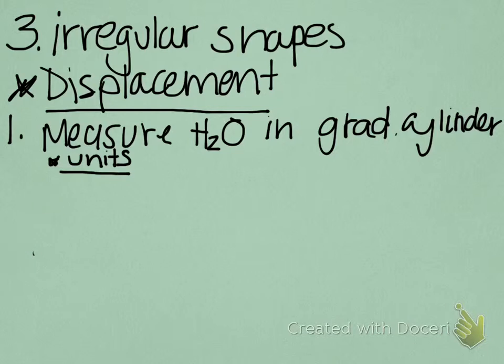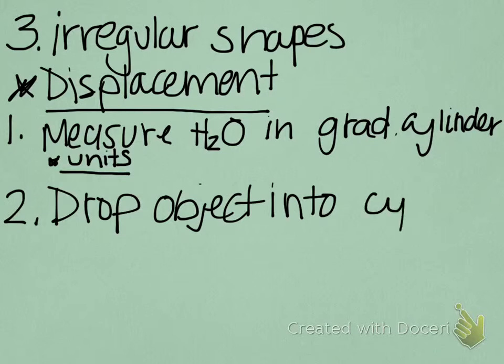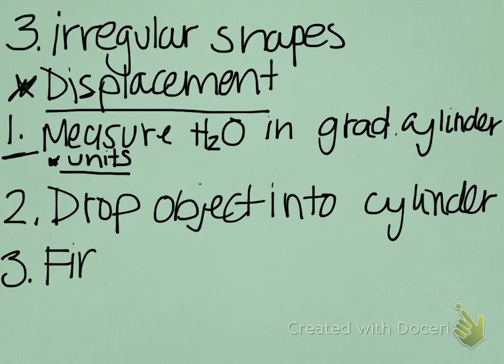The next thing that you're going to do, erase these here. Number 2 is you are going to drop your object into your cylinder that already has the water in it, the one that you measured up here in number 1. And then the third thing is you're going to find the difference in volume.